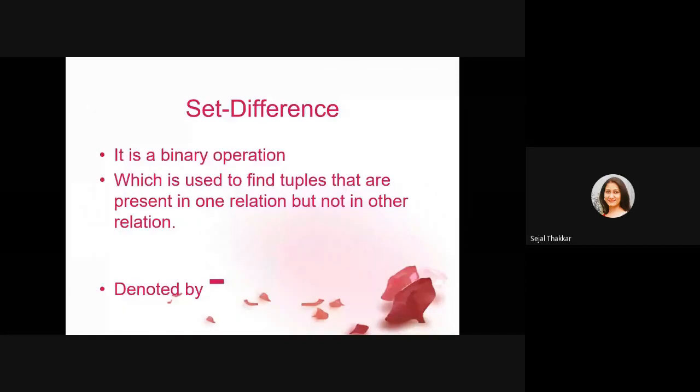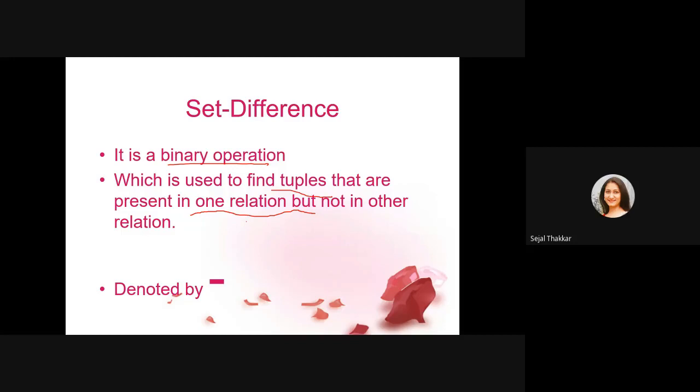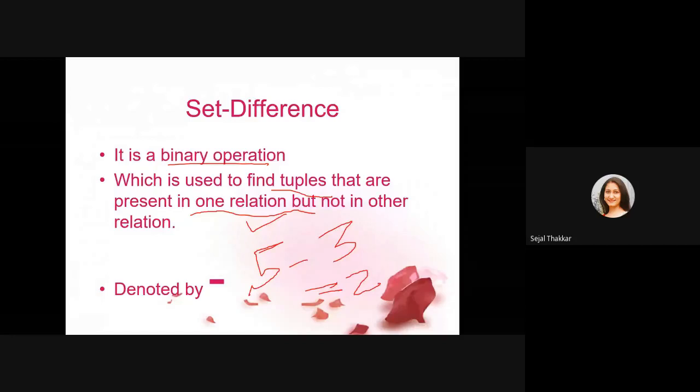The next is set difference. Set difference is a binary operation; you need two tables. And what is the output of this set difference? The tuples which are present in one relation but not present in the other relation. It means, suppose I'm taking the difference 5 minus 3. What will be the output? The output is 2, right? So this will remove the common part and the remaining of the first will come as the output.